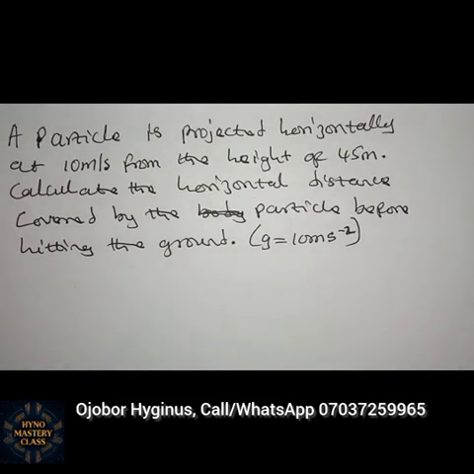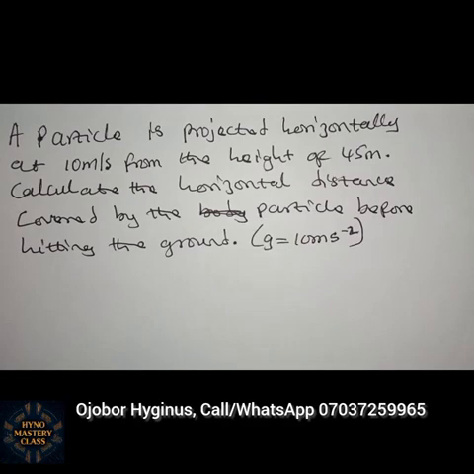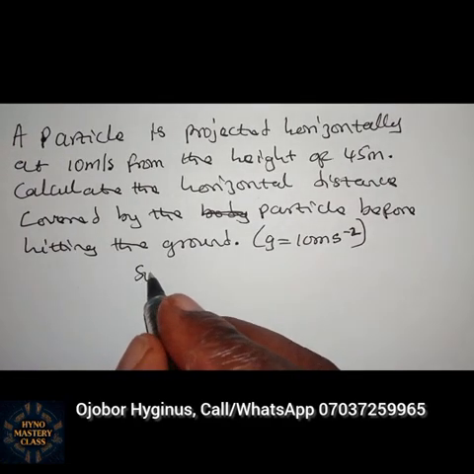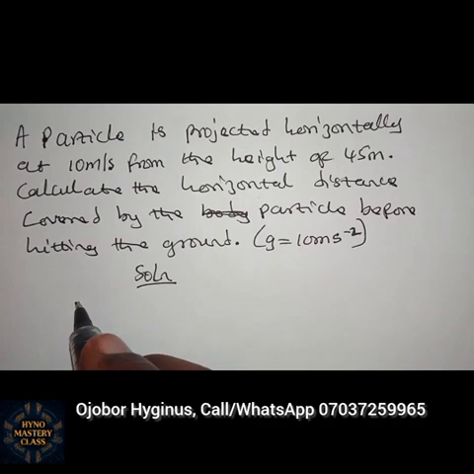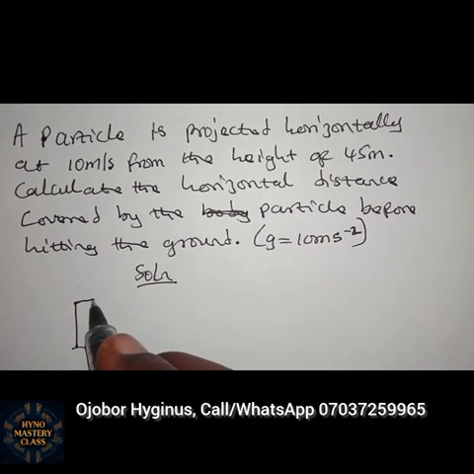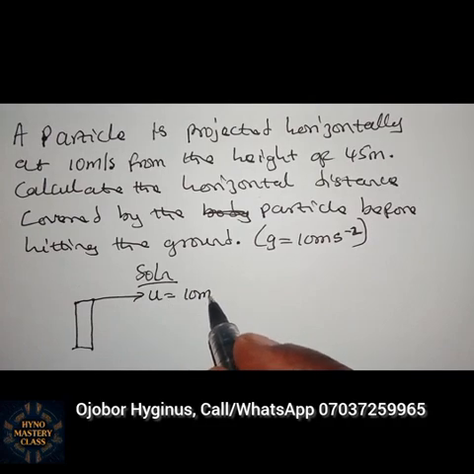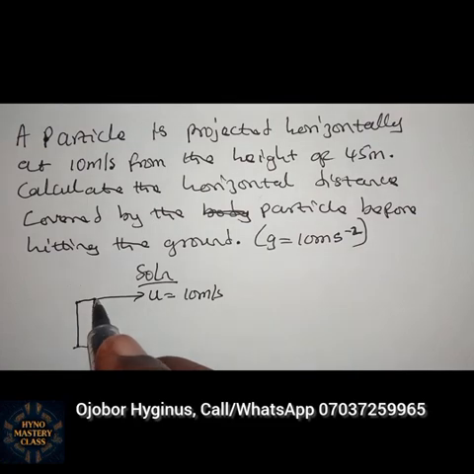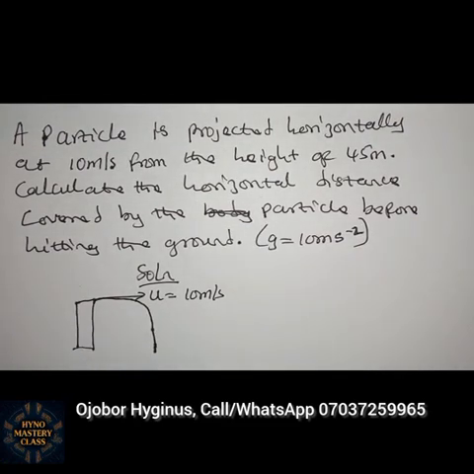So let's look at this one question. It says a particle is projected horizontally at 10 meters per second. Solution: the particle is projected horizontally. Let us create a diagram first. It's projected horizontally. That is, the initial velocity of projection is 10 meters per second. Of course, this is the trajectory of that particle.